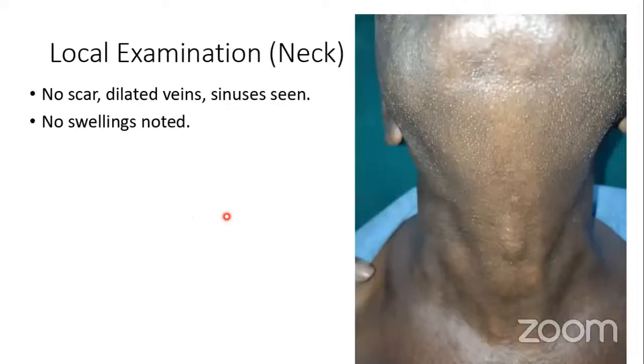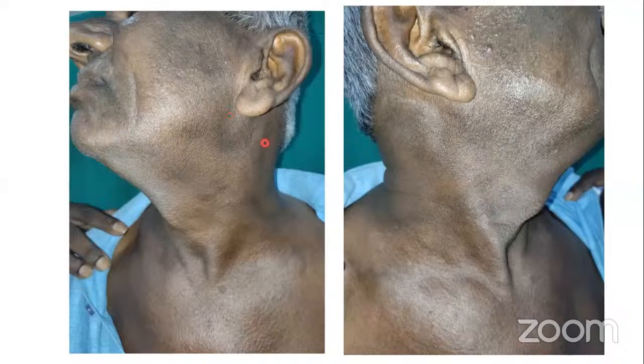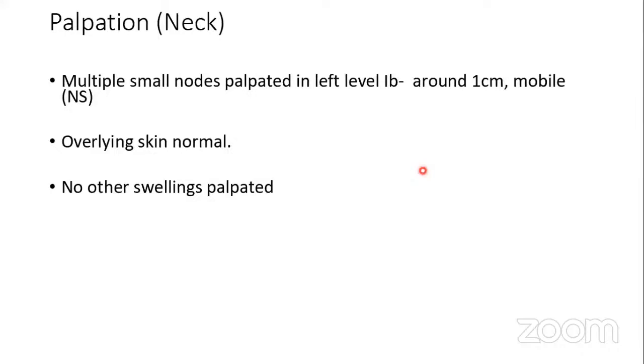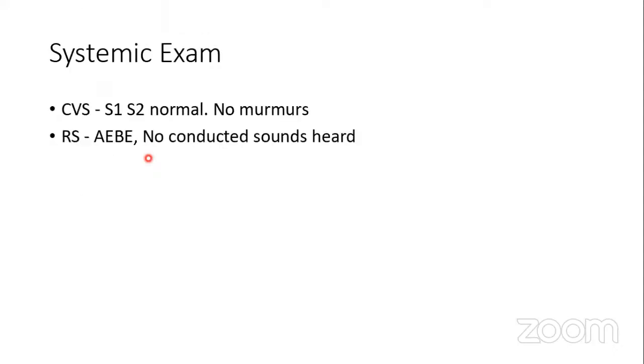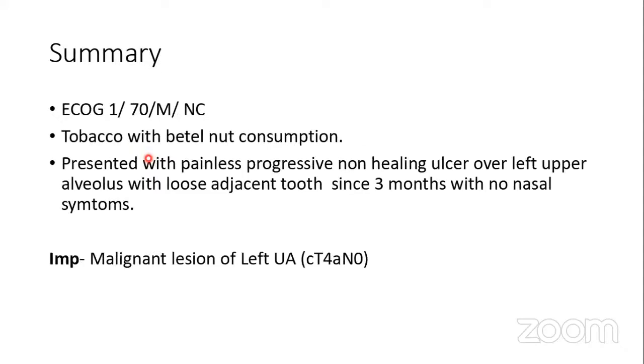I'll continue further, ma'am. The neck. On examining the neck, there were no scars, dilated veins, or sinuses, and there were no swellings noted. This is the right and the left profile view of the neck. On palpation, there were multiple small nodes less than 1 centimeter, which were mobile and not apparent to be significant. And the overlying skin was normal, and no other swellings were palpated in the neck. Then systemic examination was normal. The cardiovascular system and the respiratory system both were normal.